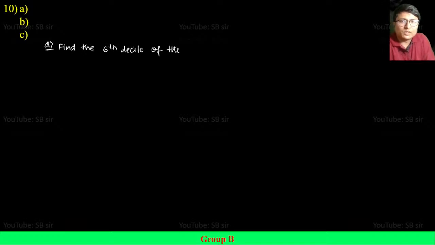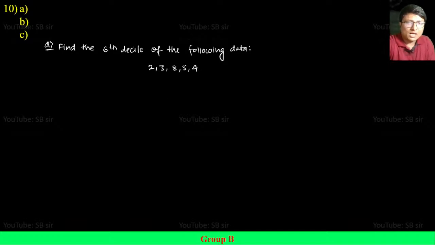Find the sixth decile of the following data. The question is given like that, and they gave you data like 2, 3, 8, 5, 4, and you are asked to find the value of the sixth decile. How will you find the value of the decile? Tell me, do you remember the formula for decile? The formula for decile is compulsory to remember for doing this question.